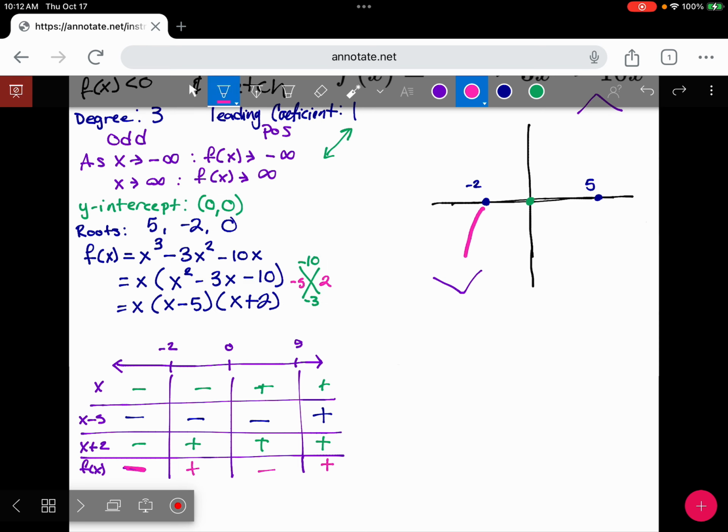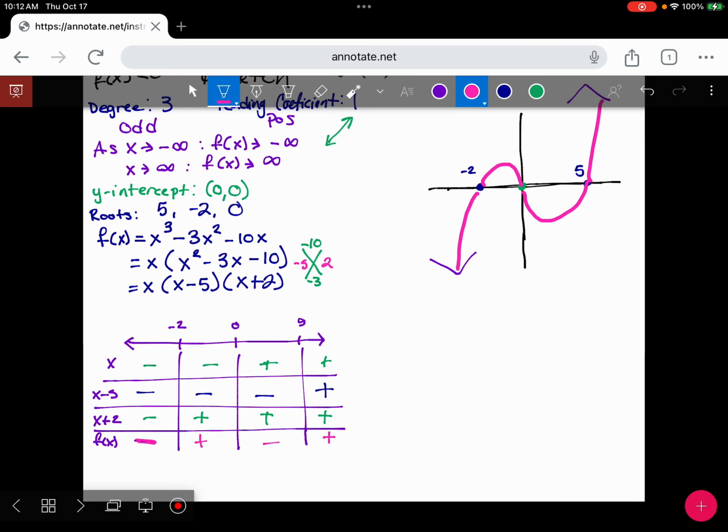Let's try that with a sane size marker. There we go. Between -2 and 0, it is positive, so it's above my x-axis. Between 0 and 5, it is below my x-axis. Between 5 and the arrow, it's positive. It's above my x-axis. So that's what our positivity table tells us.